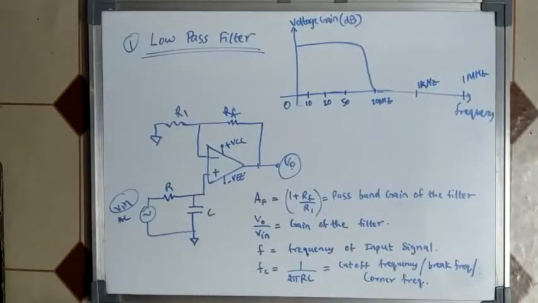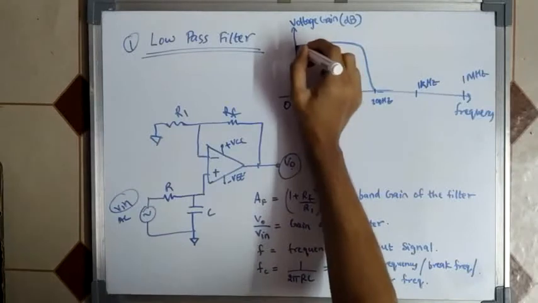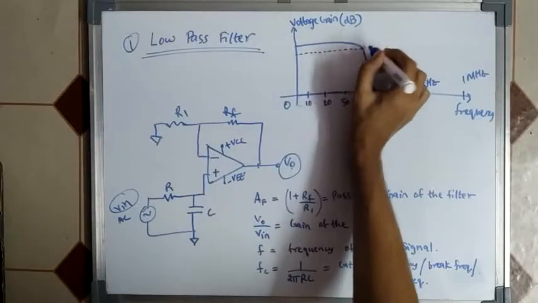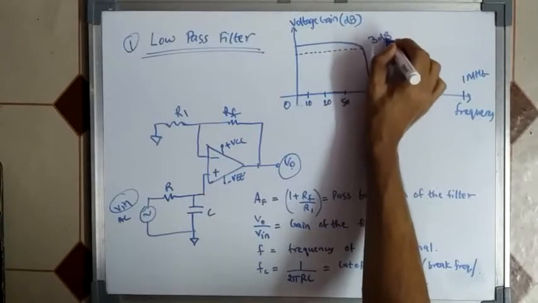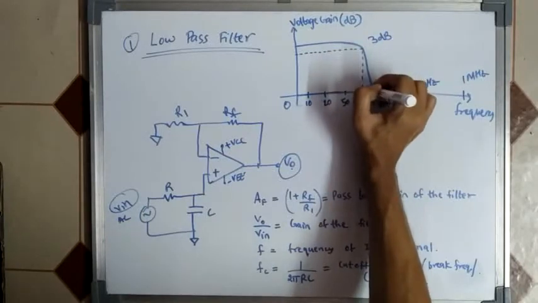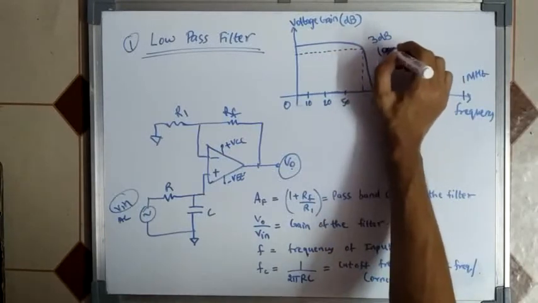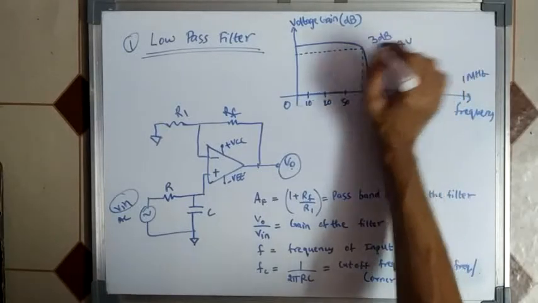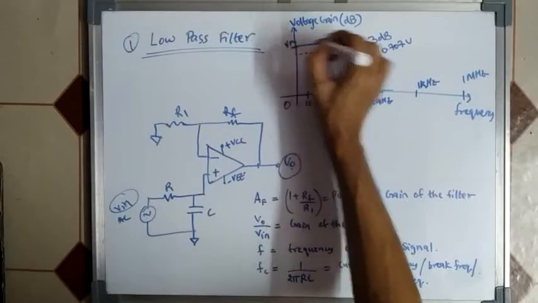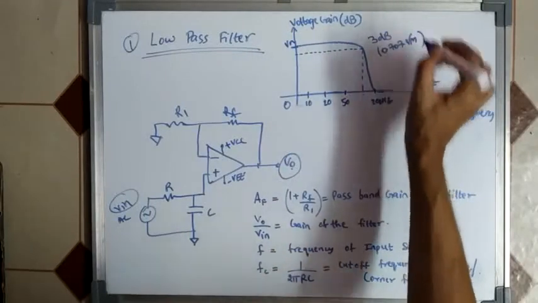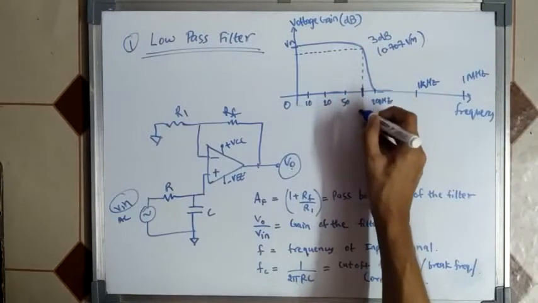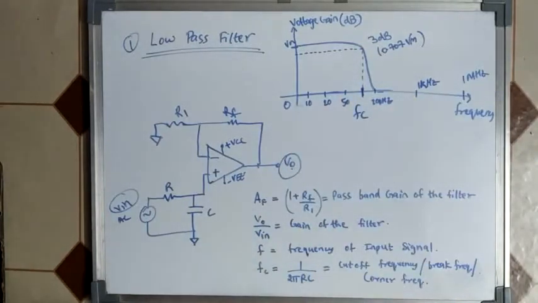So from the maximum point we come to 3 dB below, which is also known as the 3 dB point. That is 0.707 of the maximum voltage. If this is Vm, we get 0.707 into Vm. That's how we calculate the cutoff frequency.